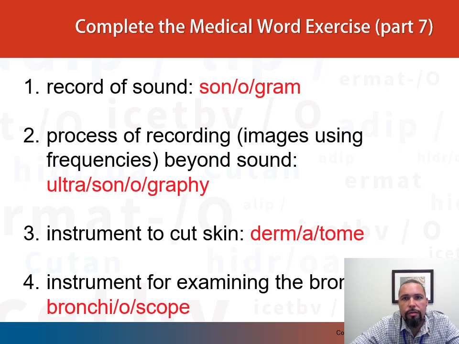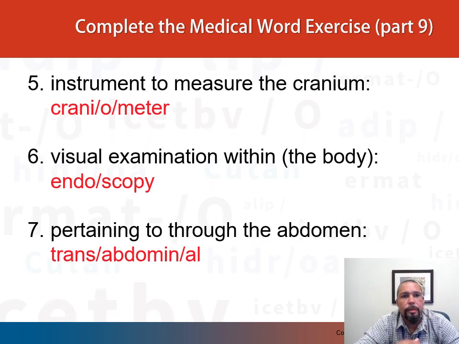So let's go over some exercises. Record of sounds, sonogram, a process of recording images using frequencies beyond sound, will be your sonography or ultrasonography. Instrument to cut through the skin, it's called the dermatome. An instrument for examining bronchi, bronchoscope. Bronchi are located within your lungs, and that's how your lungs are able to exchange gases.